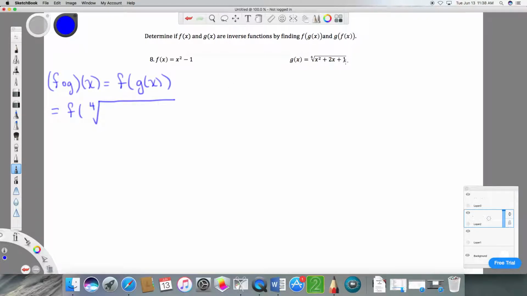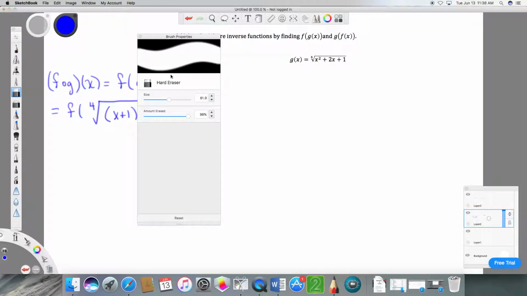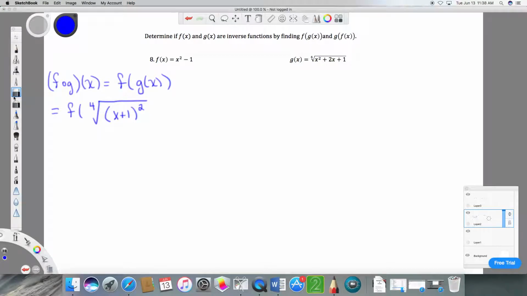This x squared plus 2x plus 1, I can see that it factors to x plus 1 quantity squared. So it might be to my advantage to factor that. So what does this function f do to the input? Well, f always squares it and then subtracts 1. So this time we have the fourth root of x plus 1 squared.